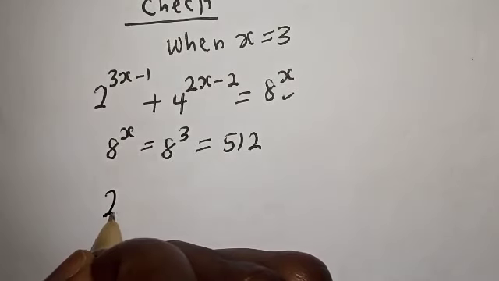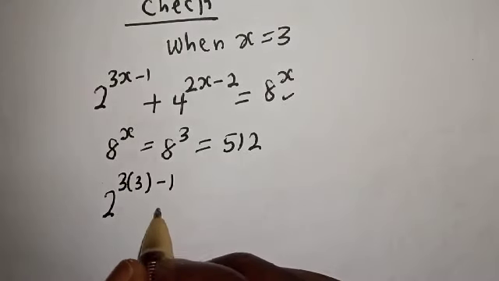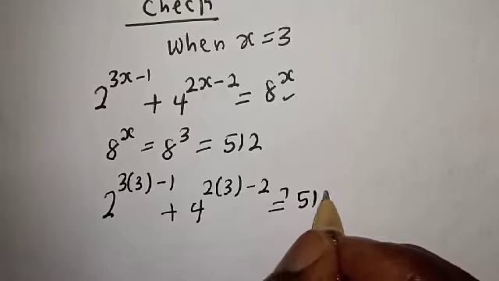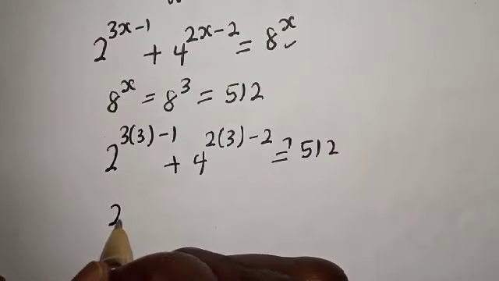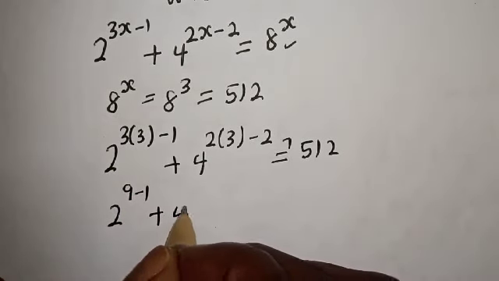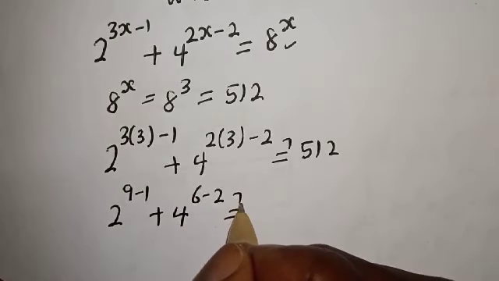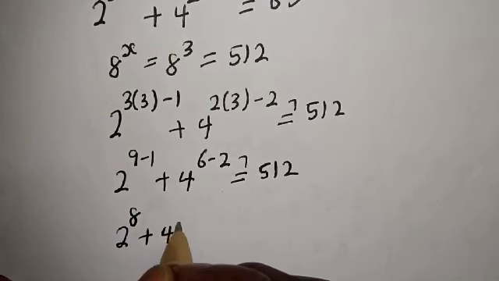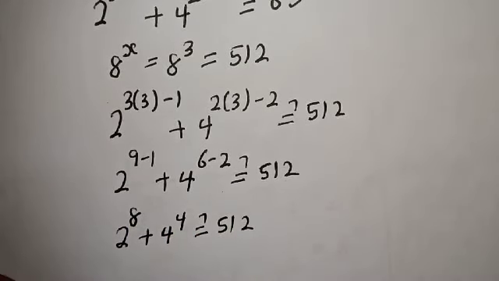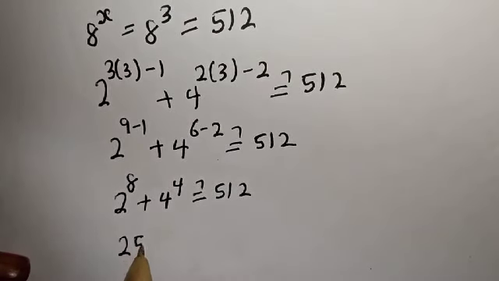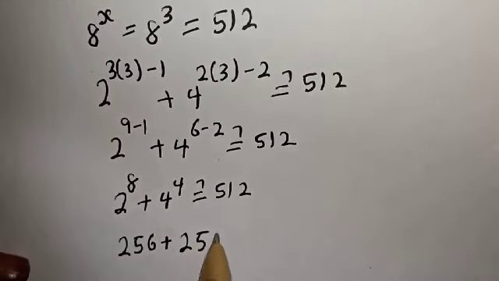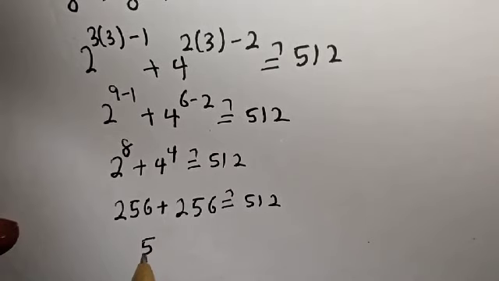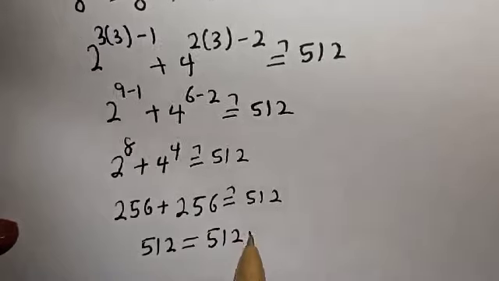Here is 2 raised to power 3 bracket 3 minus 1 plus 4 raised to power 2 bracket 3 minus 2 must be equal to 512. Then here is 2 raised to power 3 times 3, 9, minus 1, plus 4 raised to power 2 times 3, 6, minus 2, must be equal to 512. Then here is 2 raised to power 8 plus 4 raised to power 4 must be equal to 512. Then 2 raised to power 8 is 256 plus 4 raised to power 4 is 256 must be equal to 512. Then 256 plus 256, this is 512, is equal to 512, which satisfies the given equation.